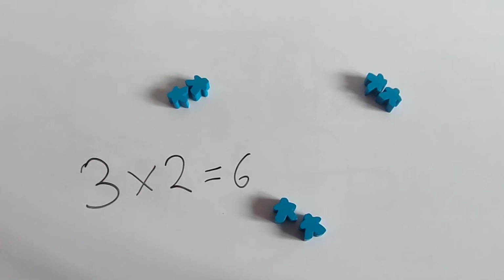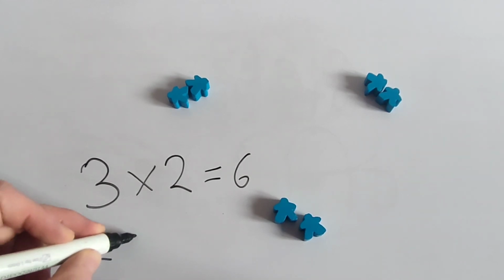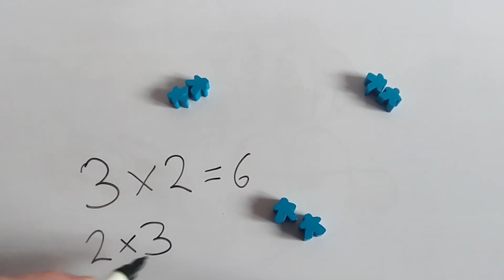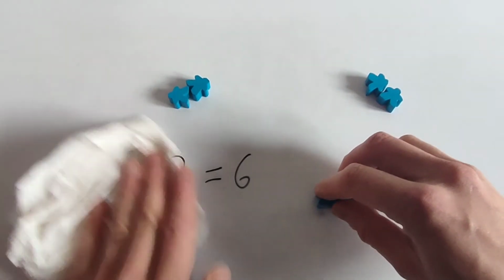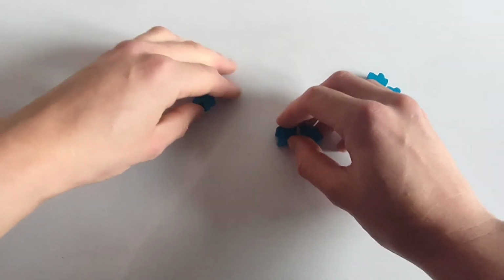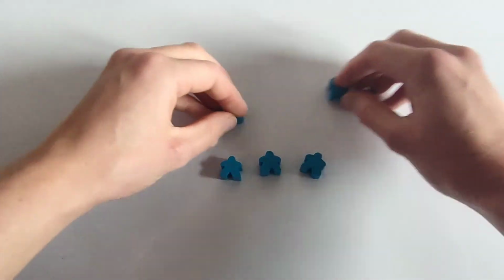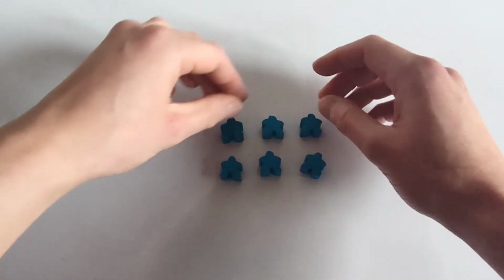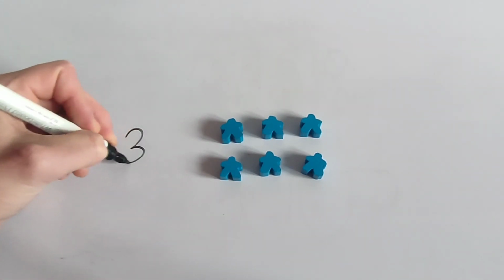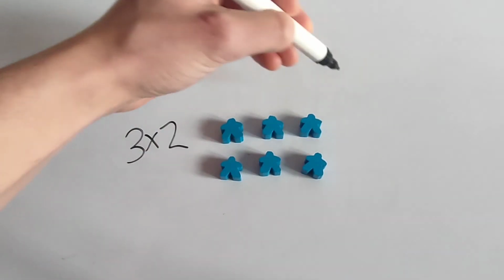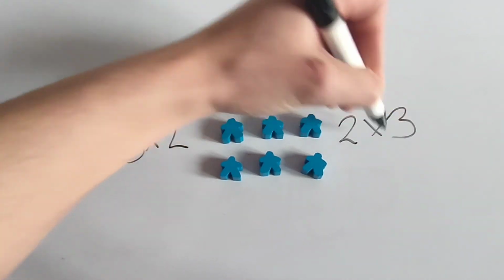Because this image here does not show us 2 equal groups with 3 in each group. It doesn't. Even though 2 times 3 is 6, it doesn't show us 2 times 3. So we need to make sure, everyone, that when we do an array, it looks like this. Because this way, I can see both 3 times 2 and 2 times 3.